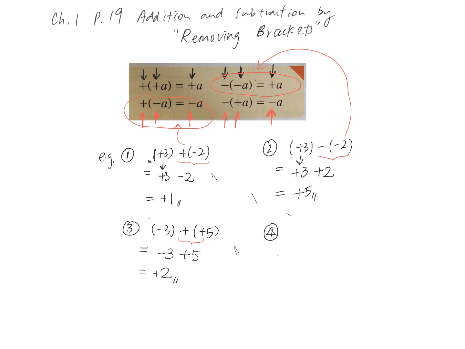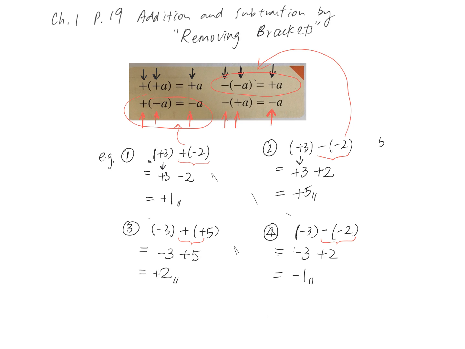Let's go through one more example. What if I come across a negative 3 minus a negative 2? So removing the first bracket easily, ignore the bracket. Secondly, negative with negative, so we should have positive of 2. So the answer will be a negative 1.